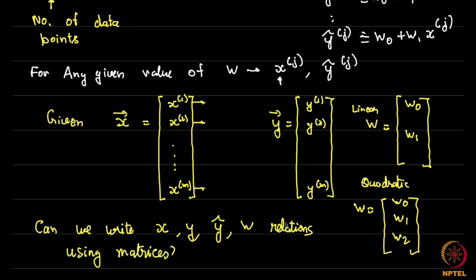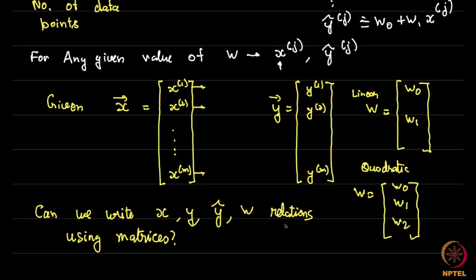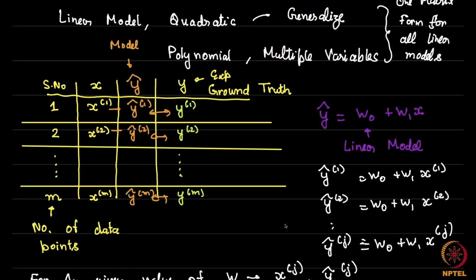Now, why do we need matrices? As you will see within this video, once you have matrices, you can generalize every single linear form of model that we had covered in the last week, as well as we will be covering in this week. Okay. So let's come back here and look at this model.